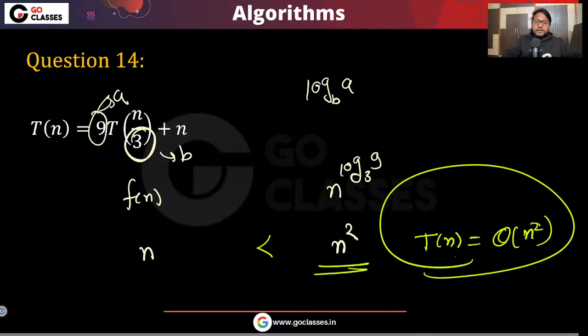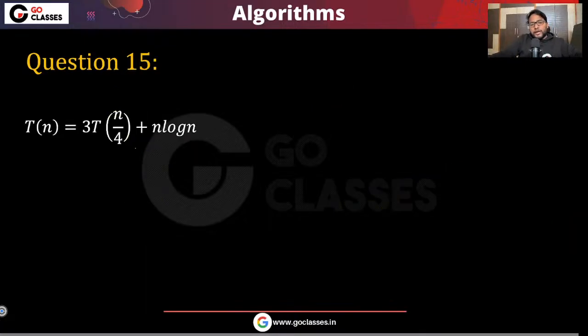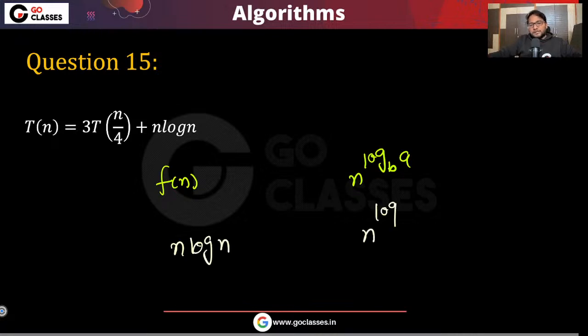Now let's see more things. Here the function is n log n, and now n power log base b a. What is the log base? Here b is 4, a is 3, right? This is going to be interesting. This is n log n and this is n power log base 4 of 3.